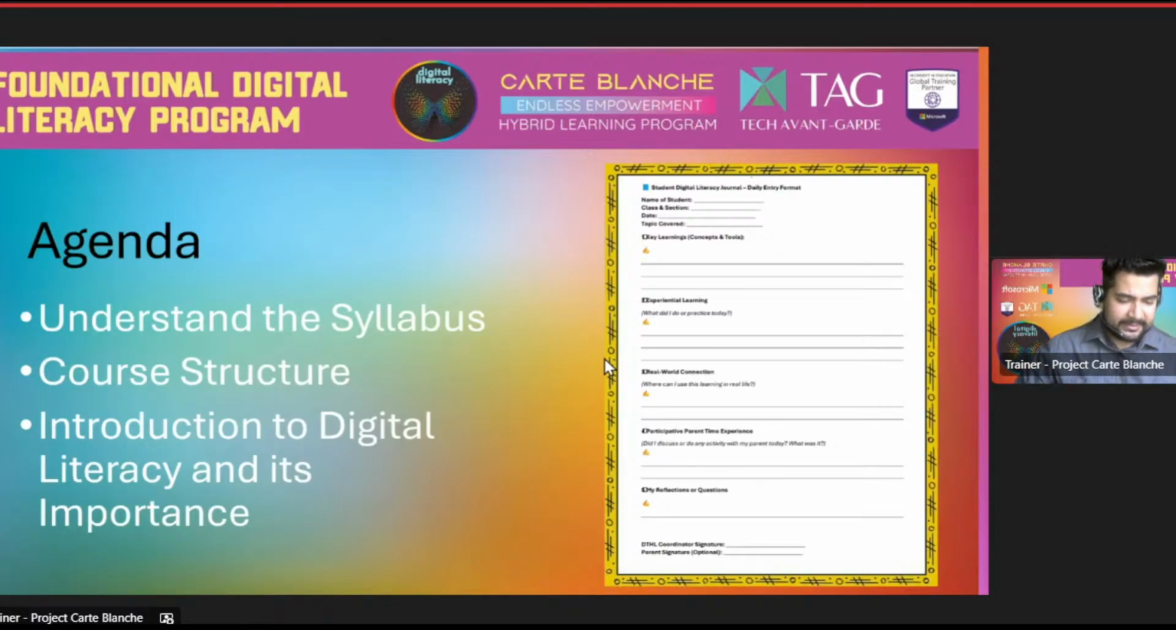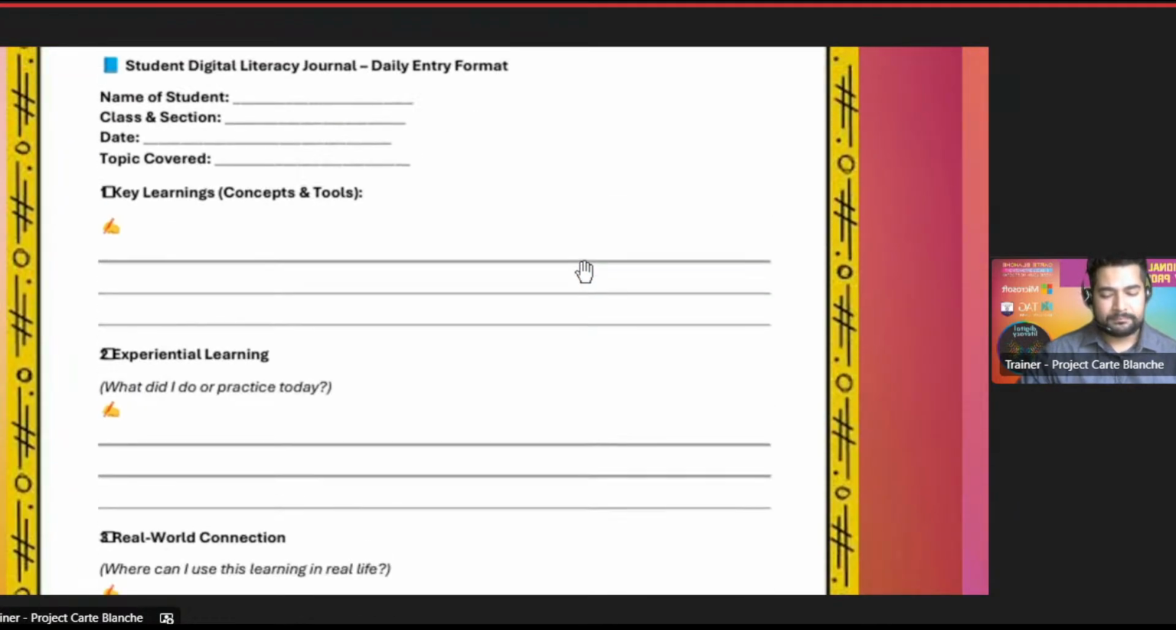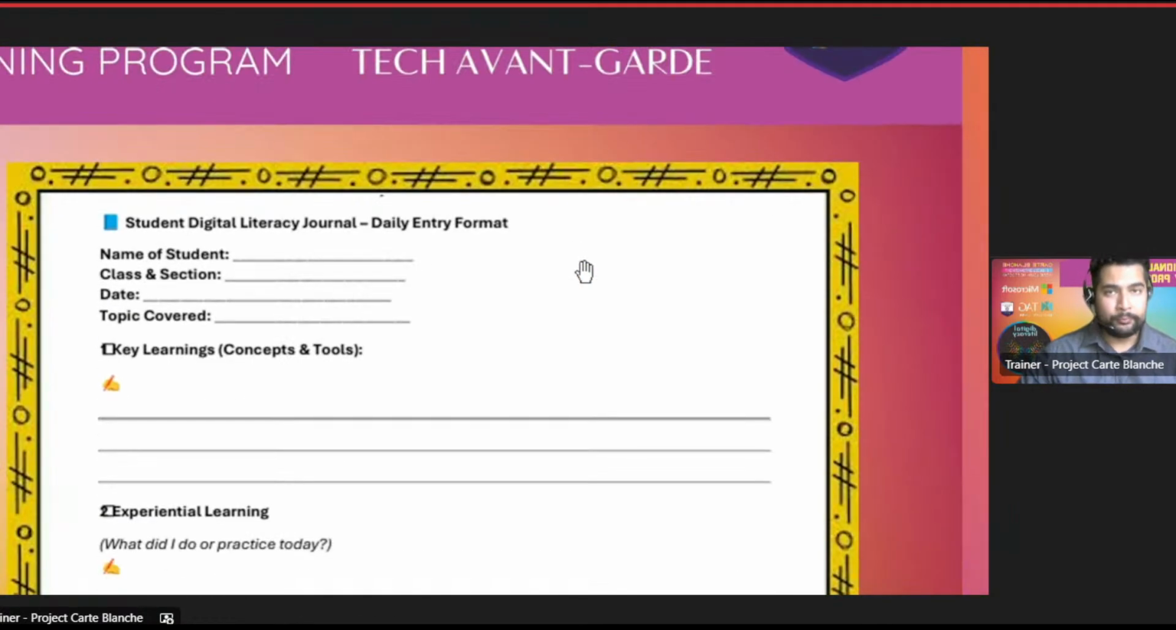Okay, this is just a template for you to maintain your digital or physical notebook. How you can maintain it: you must write in the notebook, for example, your name, your school name, the affiliation number of the school or the school code, the date, and the topics we are going to cover on that day.